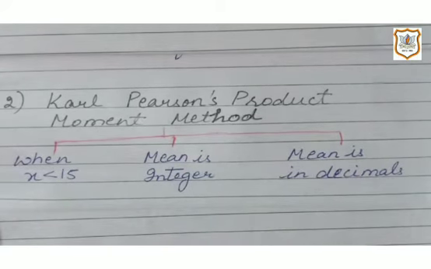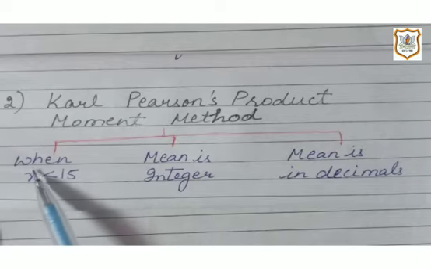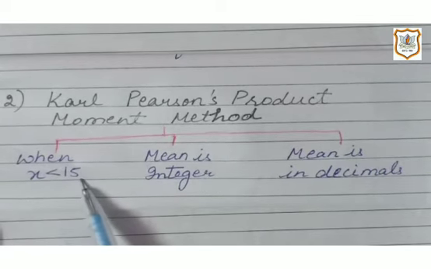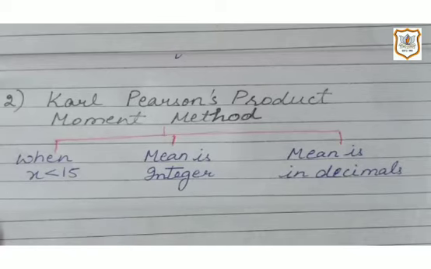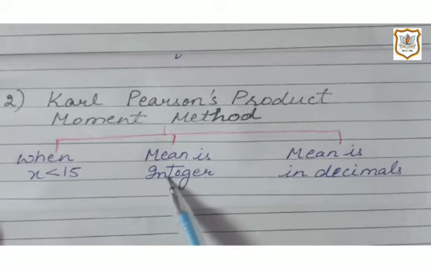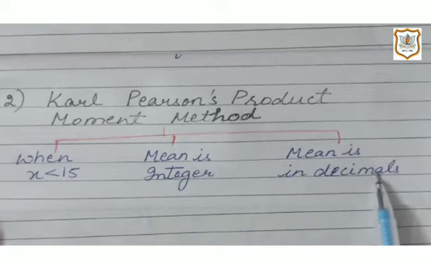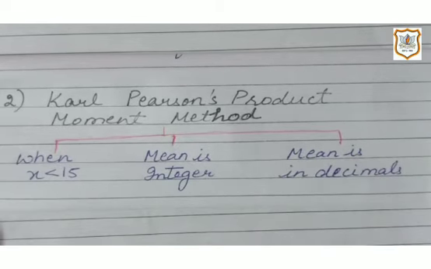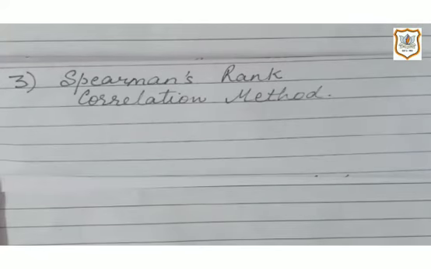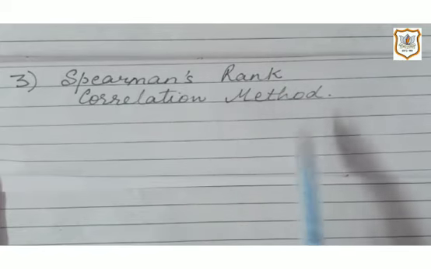Now in this method we have three different formulas which we will apply under three cases. The first one, when the observations are less than 15, we apply one formula. Second one, when the mean is an integer, that is, without decimals, we apply the second formula. The third one is when the mean is in decimals, that is, it has points, then we apply the third formula. The third method to find the correlation is Spearman's rank correlation method.